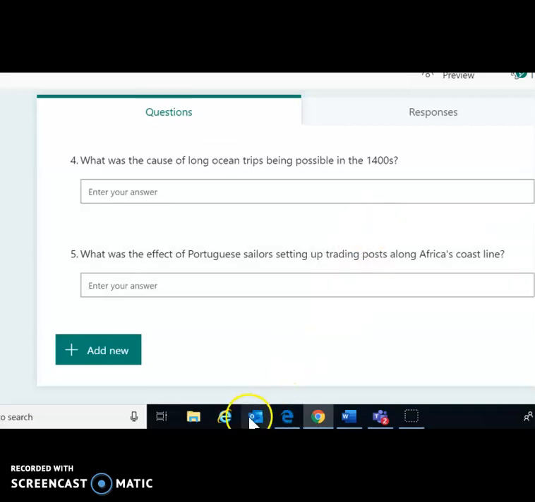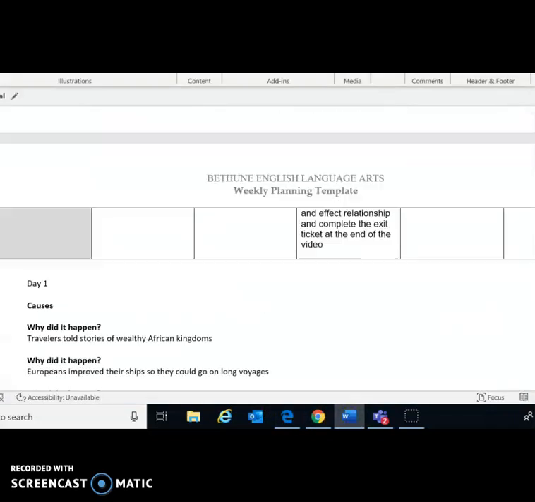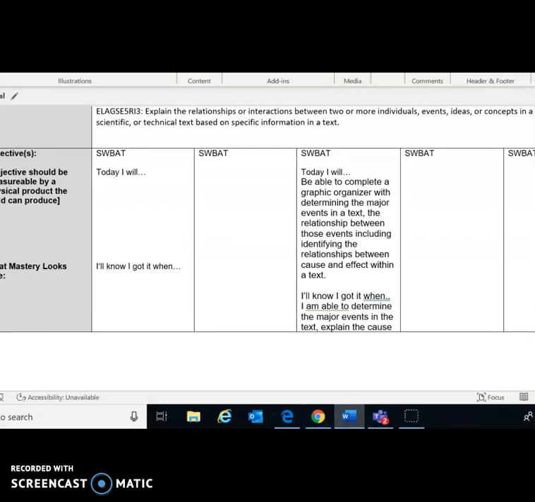Now remember, we are going to go over the objective just so you remember what you were supposed to learn with this lesson. So our objective for today was to be able to complete a graphic organizer with determining the major events in the text, the relationship between those events, including identifying the relationships between cause and effect within a text.